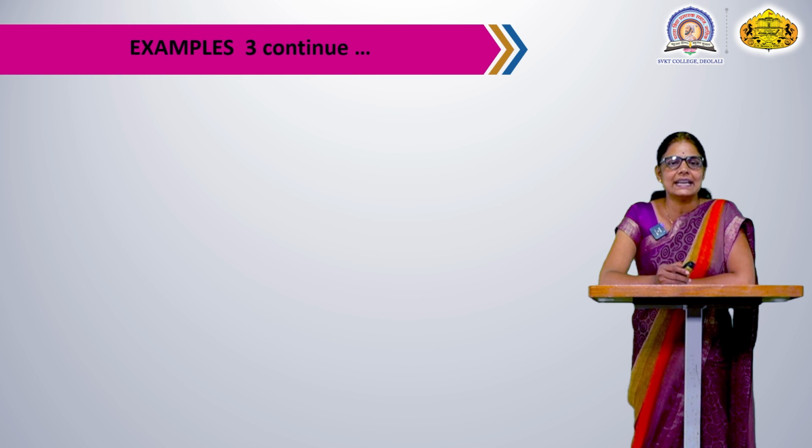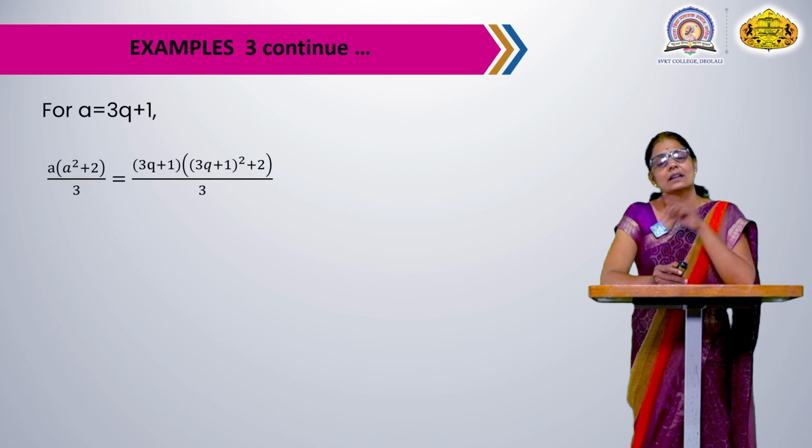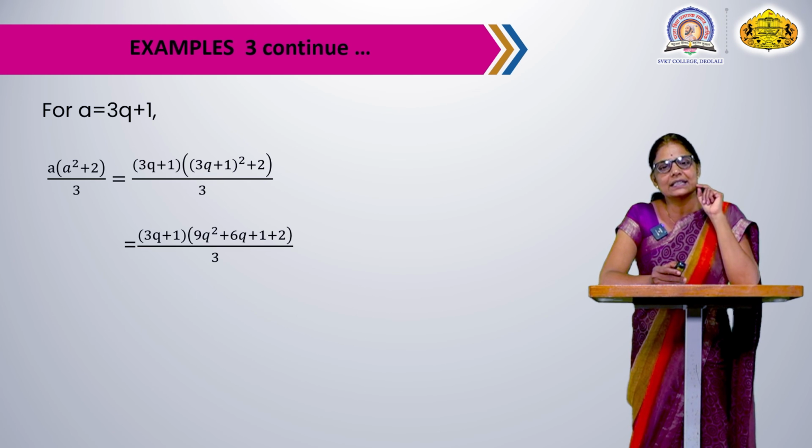Now consider the second case. A is equals to 3q plus 1. Again consider the expression. Now put the values. So after putting a equals to 3q plus 1, we get this expression. Now we can't easily cancel these 3. So for that evaluate the second bracket here. If you evaluate the second bracket, we get here 3q square plus 6q plus 1 plus 2.